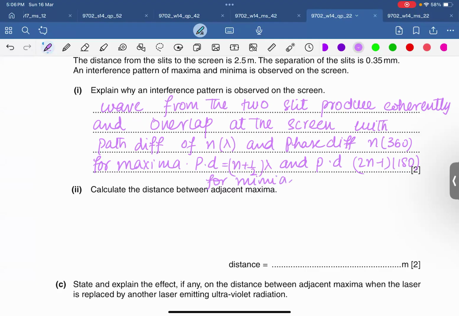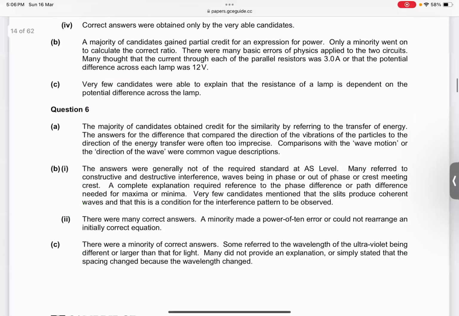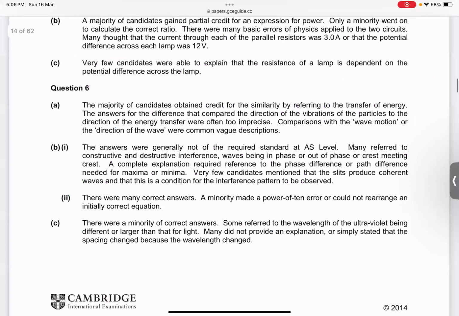Okay, just check the examiner report really quick. The majority of the candidates obtained credit for the similarity by referring to energy. The comparisons of the direction of the vibration of the particles to the direction of the energy transfer are often too imprecise. Irfan, Ryan, do you understand? You have to be very precise in that. Comparison with the wave motion or the direction of the wave are common vague descriptions.